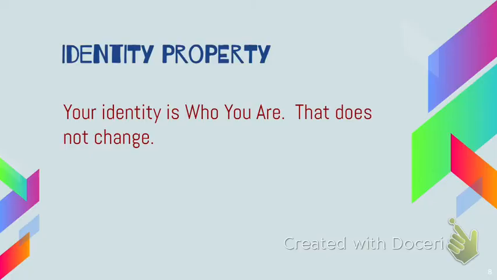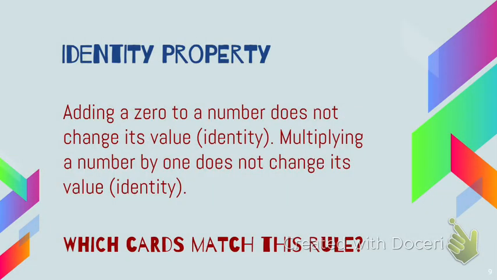Next, identity property. Your identity is who you are. It doesn't change, right? You are going to be the same person. Now, your personality might change a little bit, your preferences, but who you are doesn't change, okay? The identity property is something that doesn't change. Basically, it says that if you add 0 to a number, so 5 plus 0, that 5 stays the same.